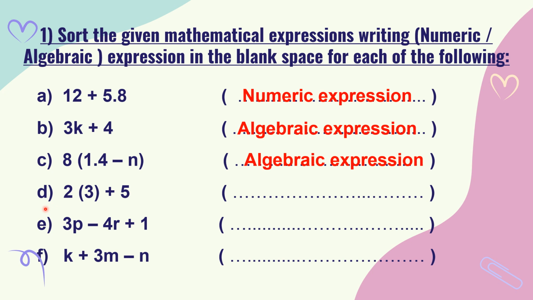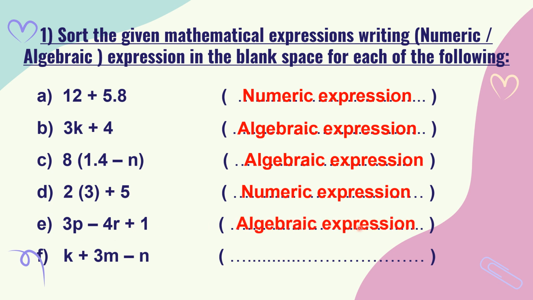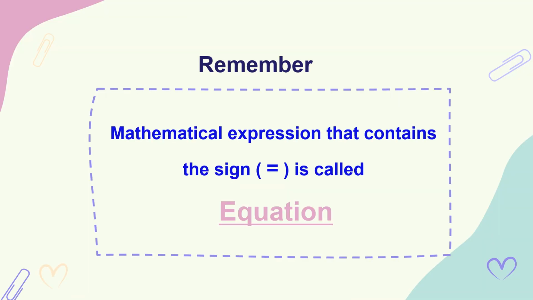In letter D, we have 2 times 3 plus 5. There is no variable here, so all of them are numbers. It's called a numeric expression. And now in letter E, 3p minus 4r plus 1. We have p and r here, which are variables, so it's called an algebraic expression. In letter F, we have k plus 3m minus n. We have here the variables k, m, and n, so it's called an algebraic expression. Let's remember, a mathematical expression that contains the equal sign is called an equation.